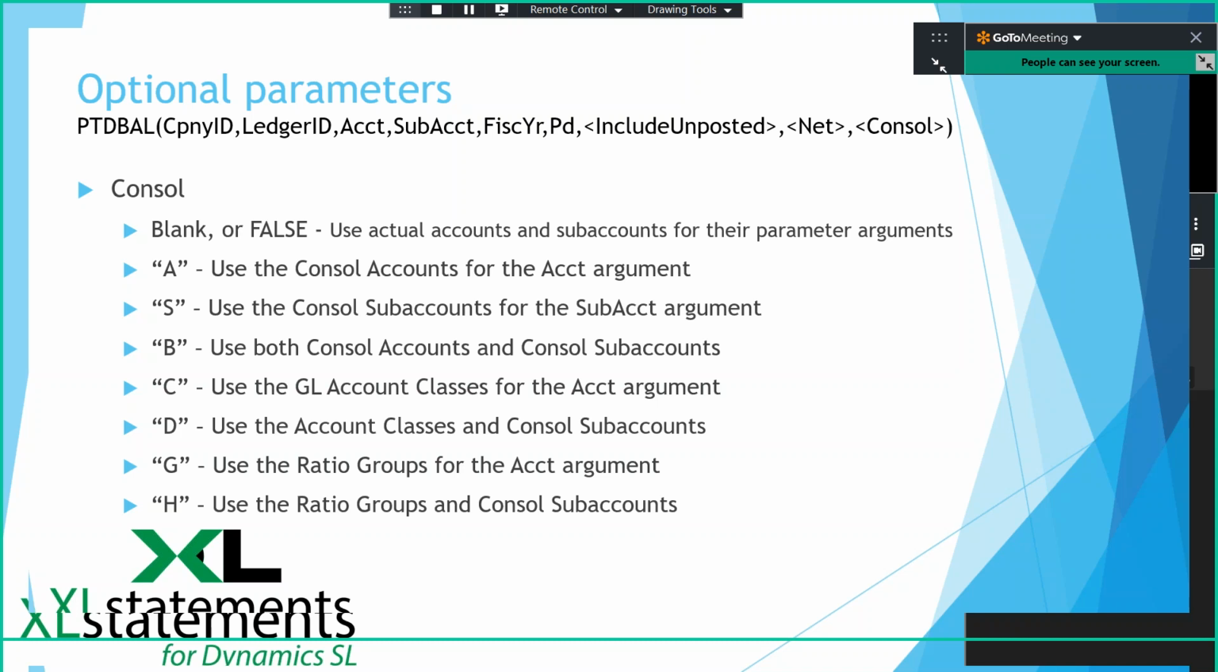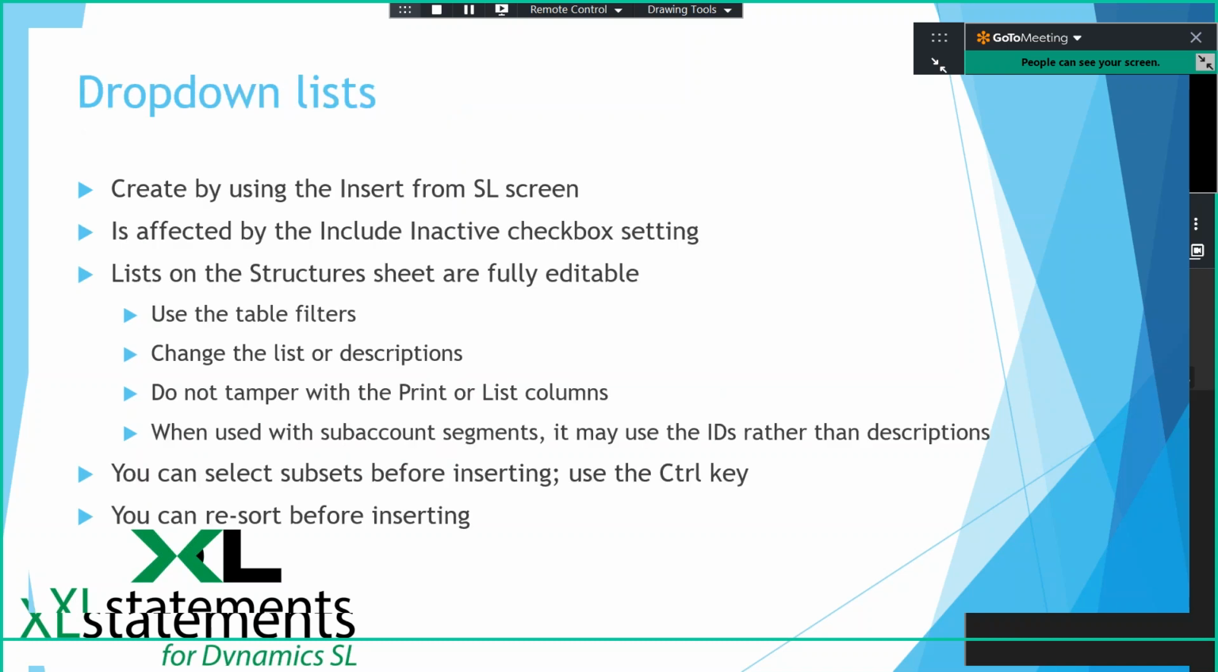And then as you go down this, you'll see it's basically combinations of, are you using consol subaccounts with account classes? Are you using ratio groups? And then version 3, if you have the project option, it's going to have another option here. I think it's a P, and then it will use the account category that you set up from Project Controller.